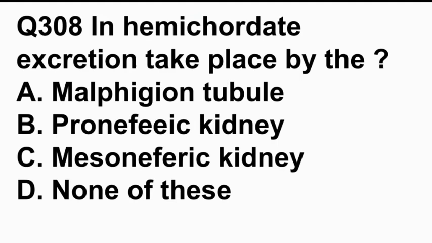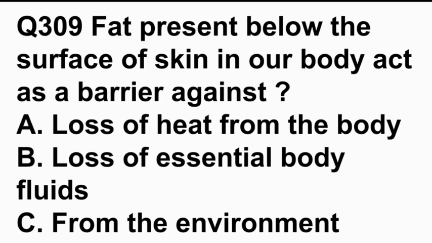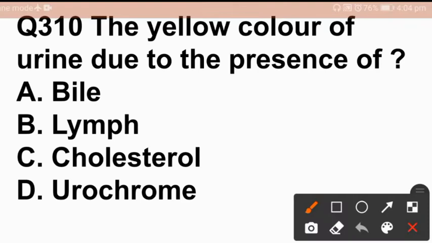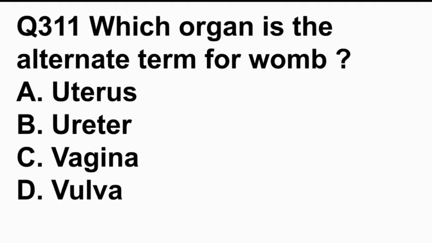A. Malpighian tubule. Fat present below the surface of skin in our body acts as a barrier against A. Loss of heat from the body. The yellow color of urine is due to the presence of D. Urochrome. Which organ is the alternate term for womb? A. Uterus.